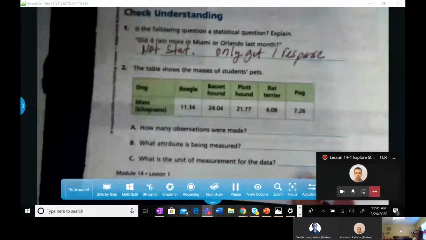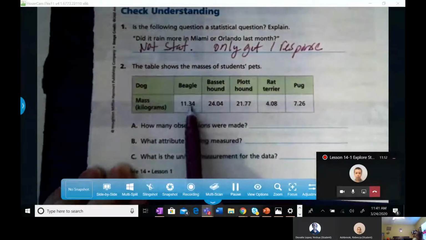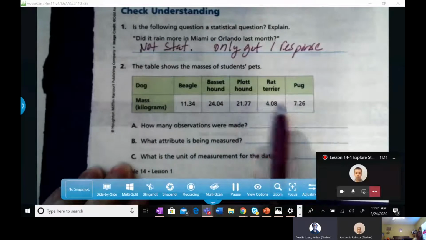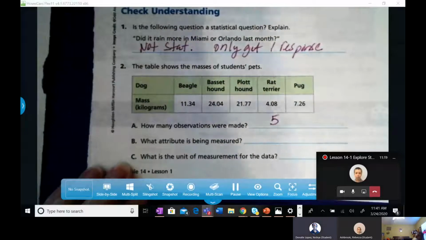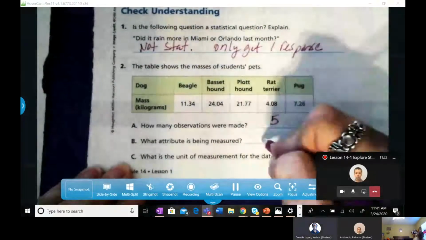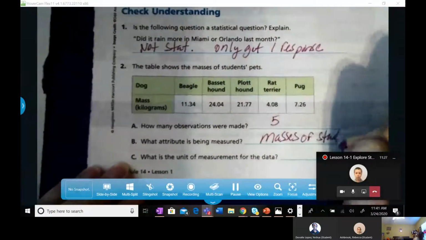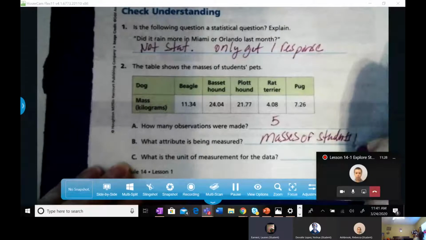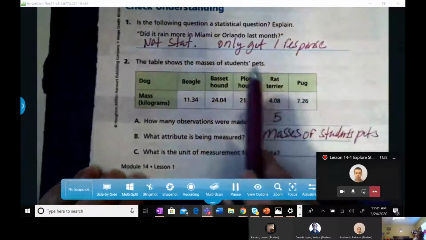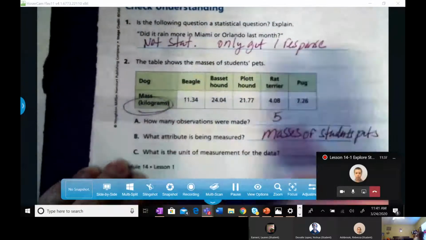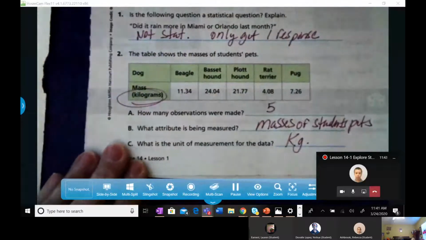All right. The table shows the masses of students' pets. So how many observations were made? Well, 1, 2, 3, 4, 5. So 5 observations. What attribute is being measured? Well, we're looking at what? Masses of students' pets. All right. What is the unit of measurement for the data? Well, we are measuring it in what? Kilograms.